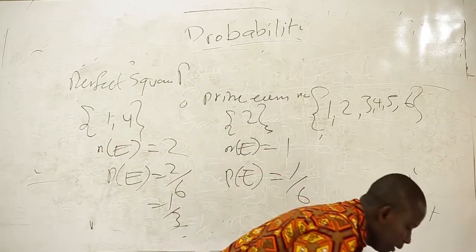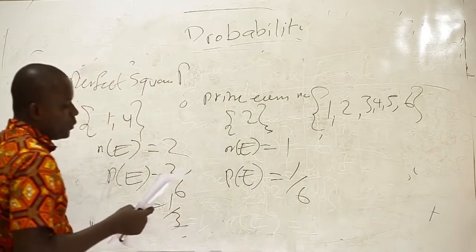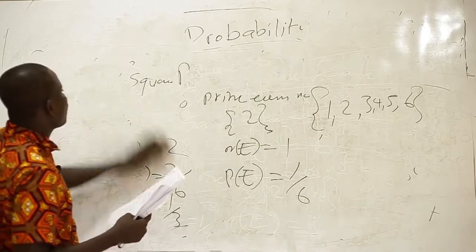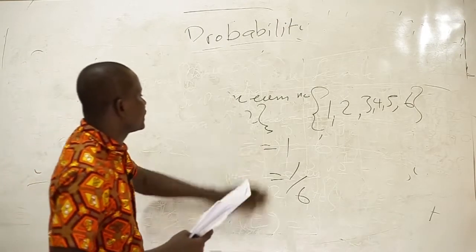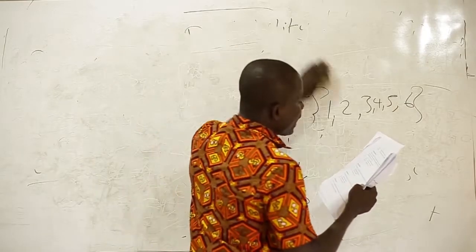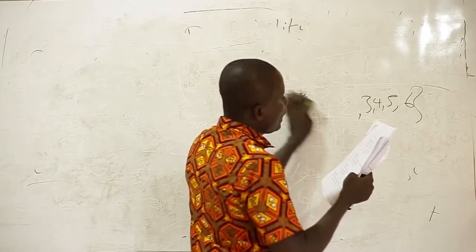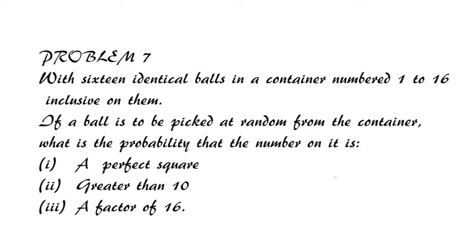Good. Now, we are on and on. We are solving problems. It is problem solving unabated, and we are still on it. So we are on problem 7. This one, I will just leave it to you. He said that there are 16 identical balls in a container, numbered 1 to 16 inclusive. If a ball is to be picked at random from the container, what's the probability that the number on it is a perfect square?